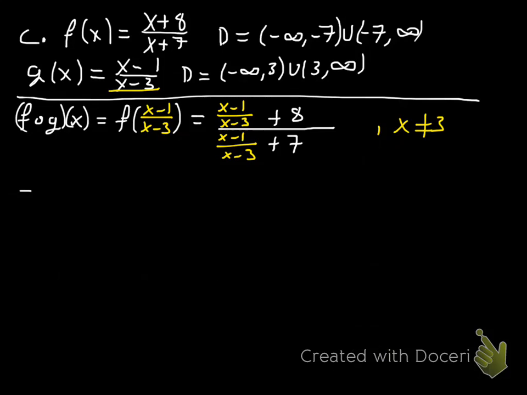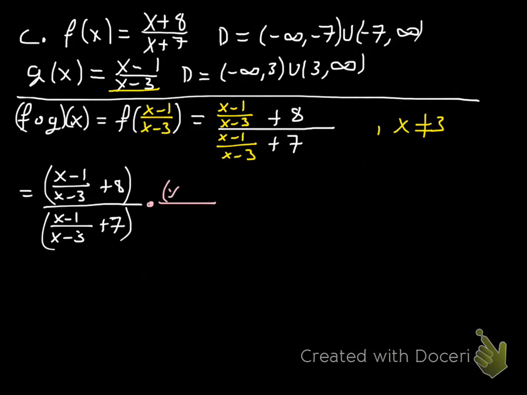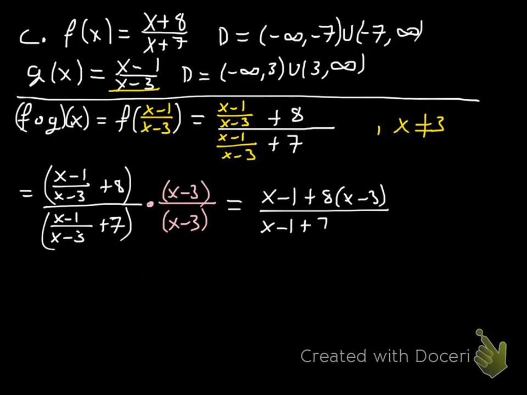So we're going to multiply by the LCD, which is x minus 3. Or rewrite, and multiply by x minus 3 over x minus 3. So using the distributive property, I'll draw the arrows in real quick. So x minus 3 times this first piece gives me the x minus 1. X minus 3 times the 8 gives me the 8 times x minus 3. And then we do the same deal in the denominator.